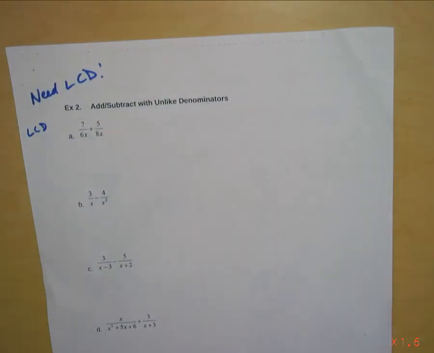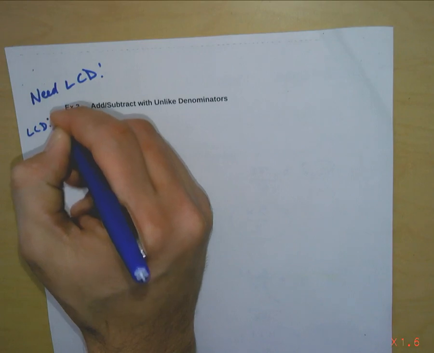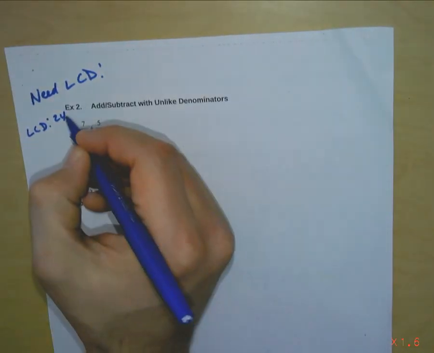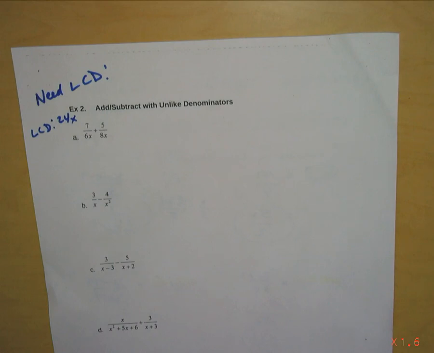First start with the numbers 6 and 8. I can't make 6 into an 8. So then I start doing multiples of the big one, 8. The next multiple is 16. Can I make 6 into a 16? Then 24, right? 24 is the next multiple of 8. Can I make 6 into a 24? Yes. So I've got 24, and they both have x's, so I need a 24x. So far so good?